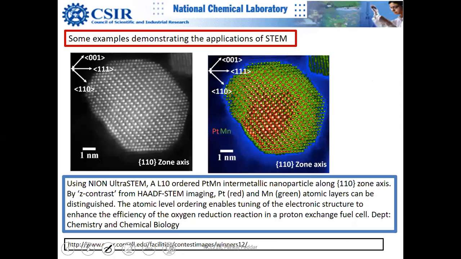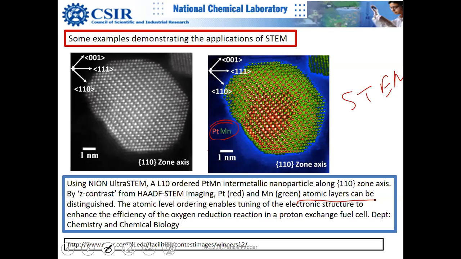Okay, so another example, I have put plenty of examples here. So this is intermetallic platinum manganese nanoparticle. So you can color code. Using STEM, you are able to color code atoms. Atoms marked with red are platinum, and atoms marked with green are manganese atoms. Isn't it beautiful? It's very exciting that you can see atomic layers so clearly.